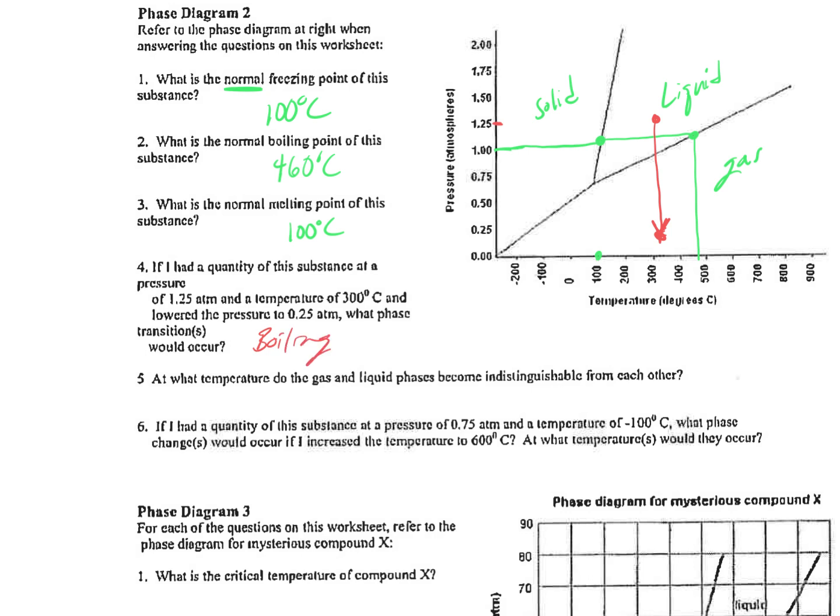At what temperature do the gas and liquid phases become indistinguishable from each other? This is what we did not talk about in class. That was actually the critical point, which I just put in red there just now.